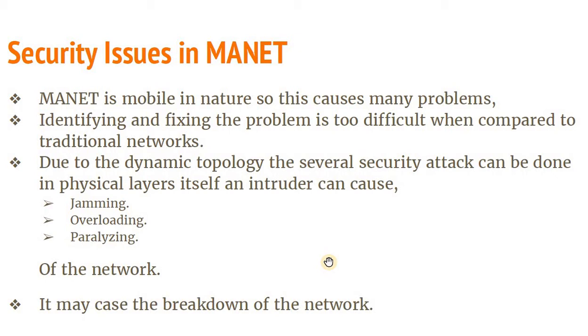So what is paralyzing? Paralyzing is also connected with jamming and overloading. When jamming and overloading both occur in the network system, the particular mobile node is assumed to be a paralyzed entity. A paralyzed entity has a life, has feelings, and can do all activities, but to cope with and run its environment it has to depend on other things and other persons. Just like that, a paralyzed node cannot do active things independently of itself. It may cause a breakdown of the network. So security issues like jamming, overloading and paralyzing will break down the network and the performance of the network will decrease very drastically.